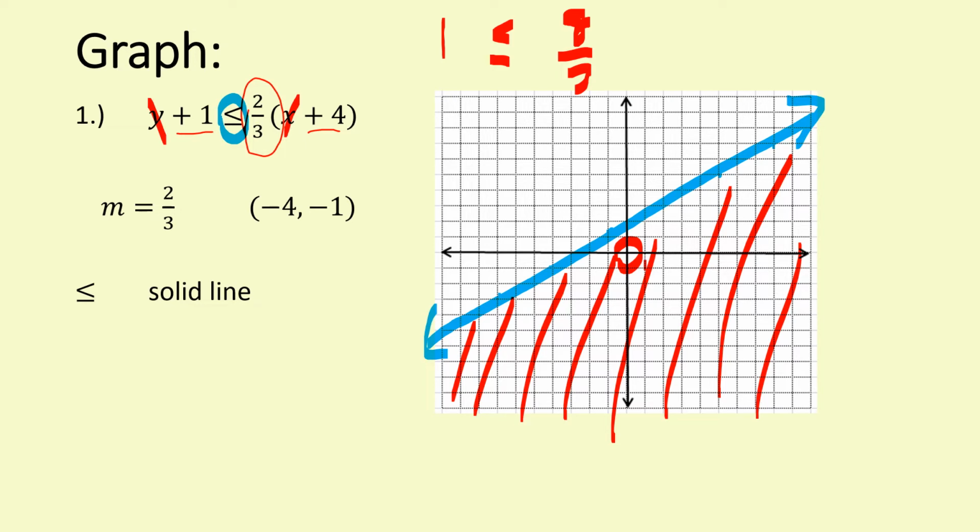All right, the easier way to do this is just to look at this sign. It's a less than or equal to sign. When you see less than, think below and shade below the line.